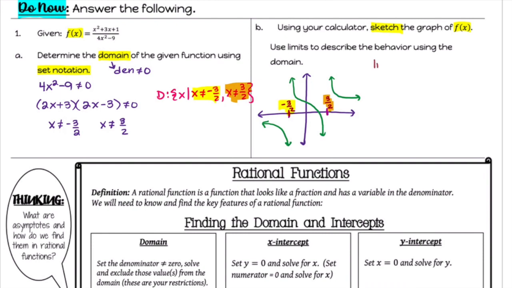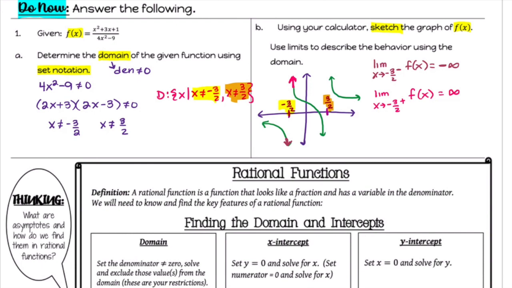So we are going to start with x heading towards negative 3 halves from the left of our function. From the left, as we get closer to negative 3 halves, we go down. I'm going to do it again to the same x value, but this time heading towards the right side. If we look at this, our function is going upwards, which means it's going to positive infinity. We're going to do this 2 more times.